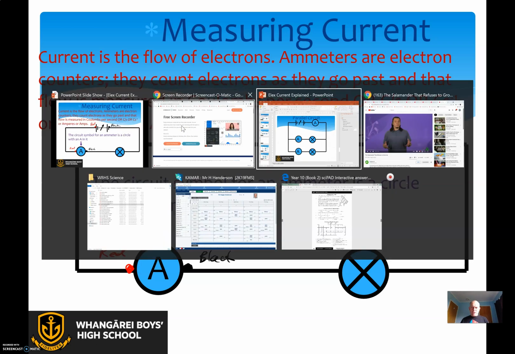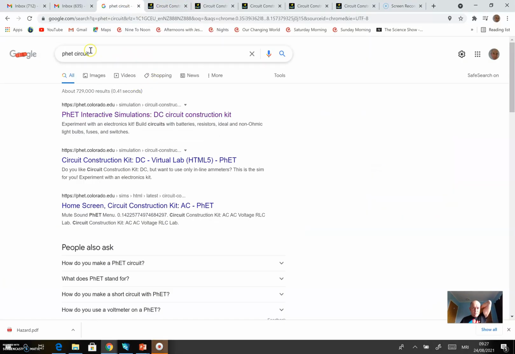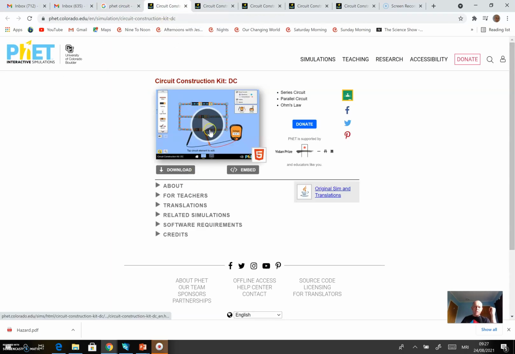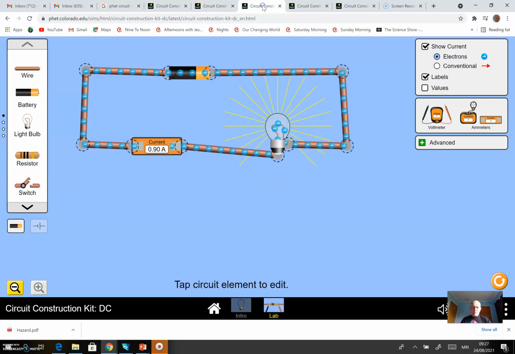And like a cooking show, here's what I prepared earlier. If we go to PhET circuit, and we click on it, we get this. Click on that arrow, we get this. And I would like you to move past the intro into the lab. Click on the lab. You can then start moving things around. Now I've made one of these. Here's a battery, a wire, and I've set it up like a circuit diagram.